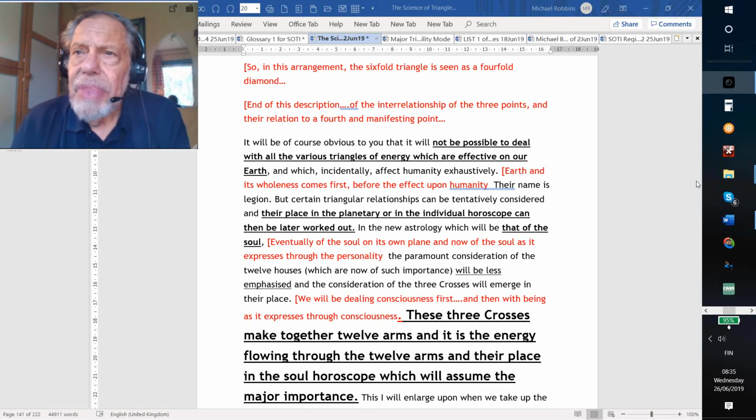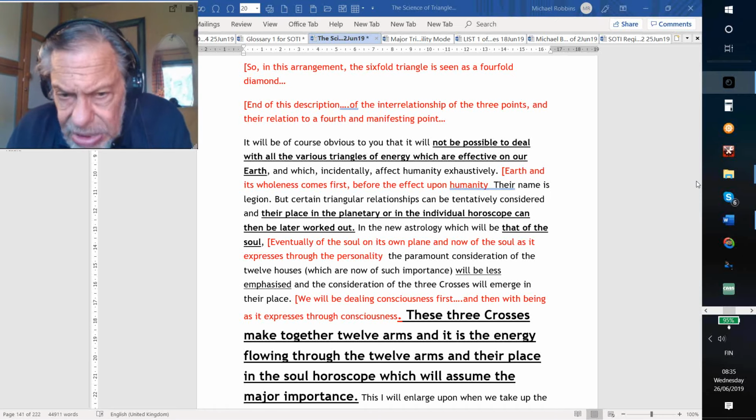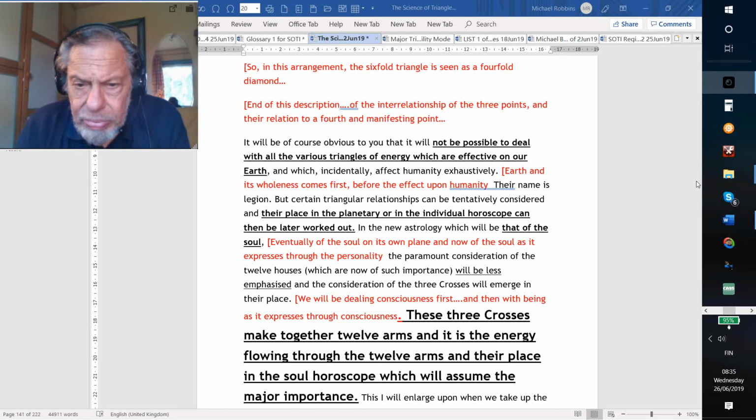We worked out a way to approach houses in an ordinary, more concrete manner, and how to approach them in a way that was fitting for spiritual development. But there's going to be a new type of 12-armed horoscope, and they will be the charts of the crosses. These 3 crosses make together 12 arms.